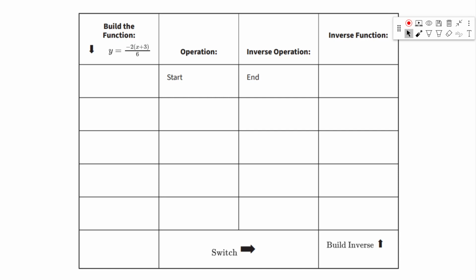Hello, this is Mrs. Koppel, and in this video I'm going to cover two ways that you can build the inverse function when you're given an equation. One is using a table and one is going to be completely algebraic.